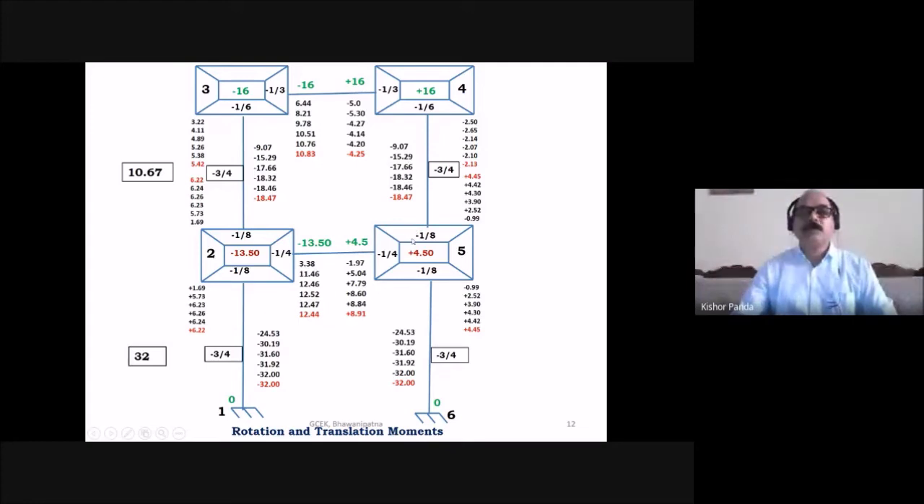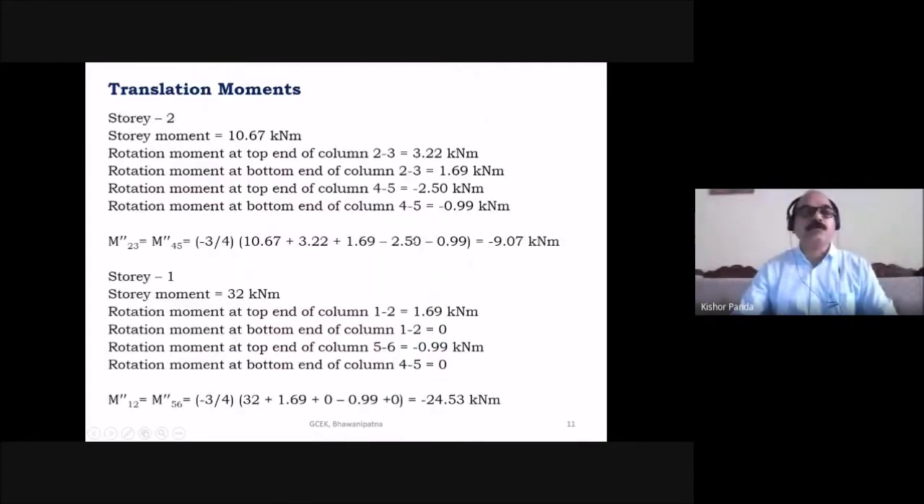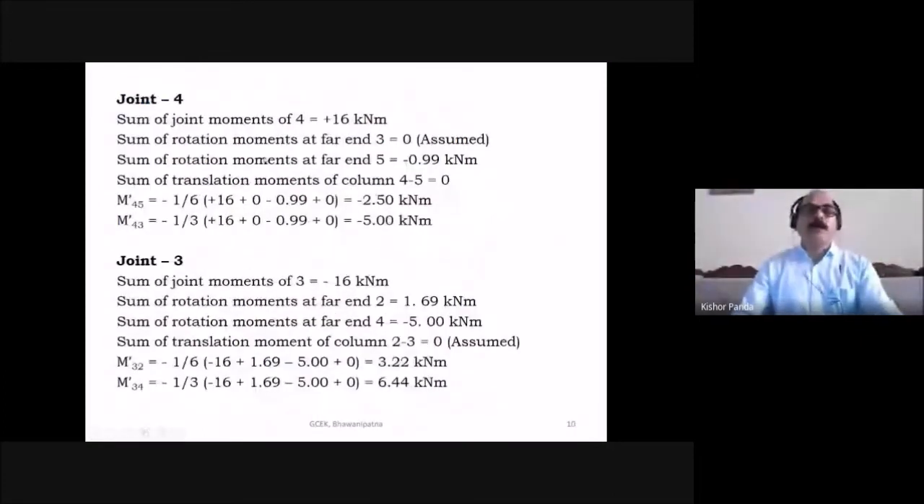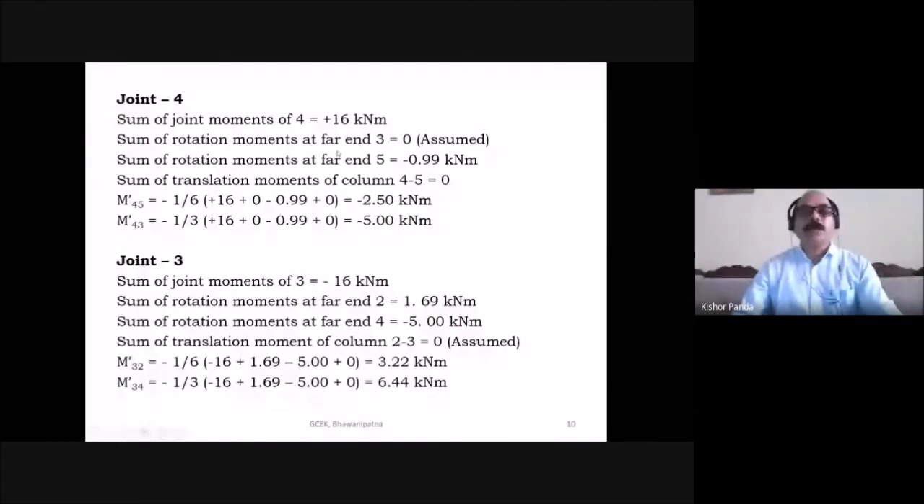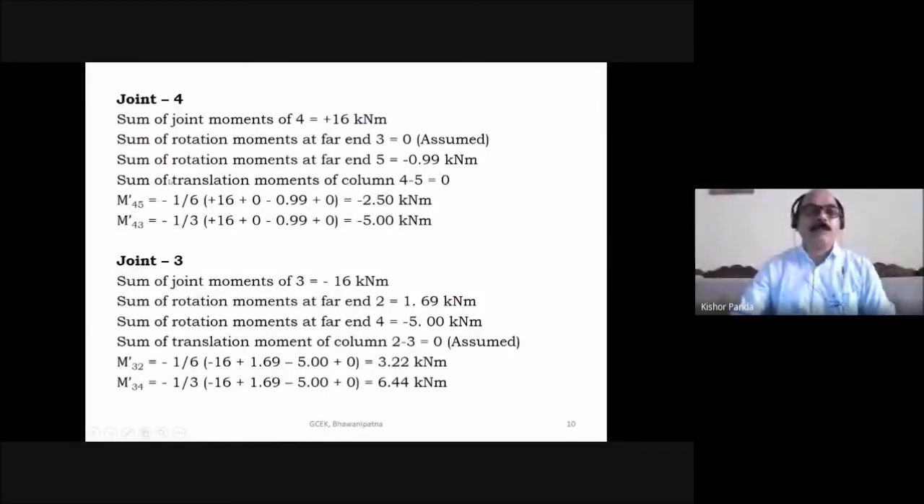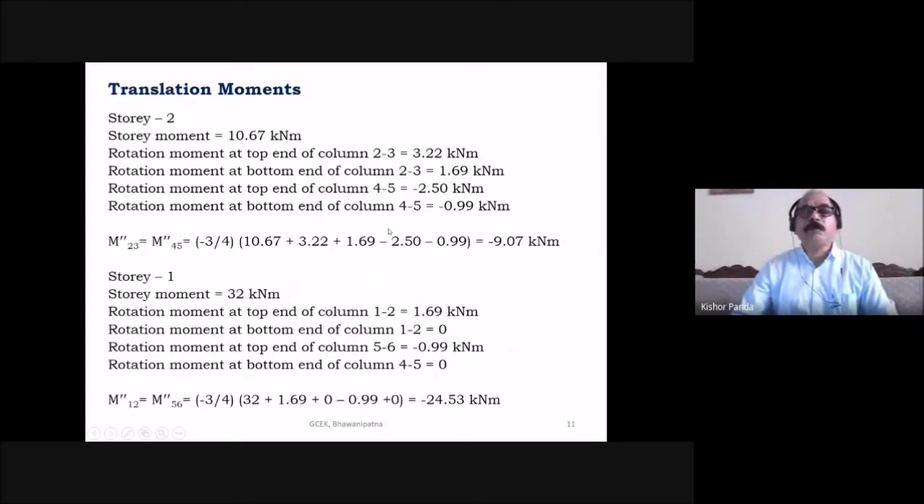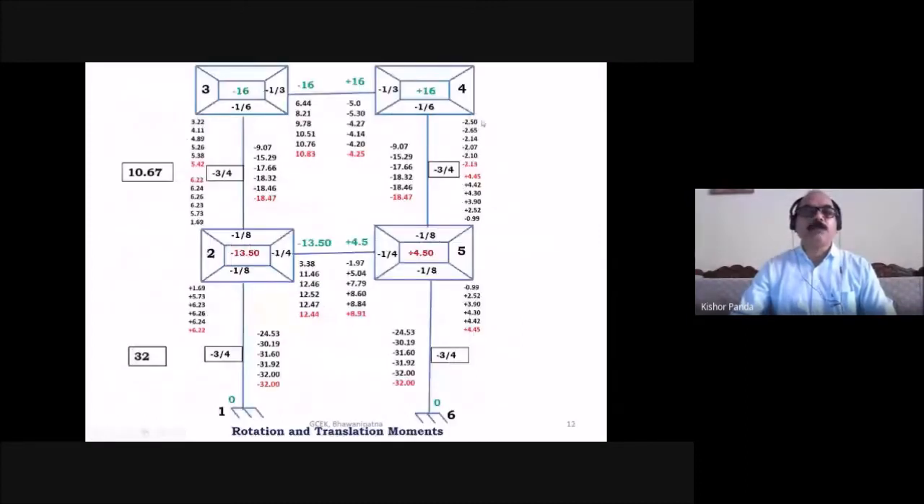Similarly, this is joint 4. The sum of joint moment at 4 is plus 16, you know. The sum of rotation moment at far end 3 you assume 0, as I already explained. The sum of rotation moment at far end 5 is minus 0.99. And the sum of translation moment of column 45 you assume 0. So you have to find M-45 and M-43. This is the rotation factor U45, and this is the rotation factor U43. You put all these values and you get the near end rotation moments: M-45 is minus 2.50, and M-43 is minus 5. So you put minus 2.5 here for M-45, and minus 5 here for M-43.